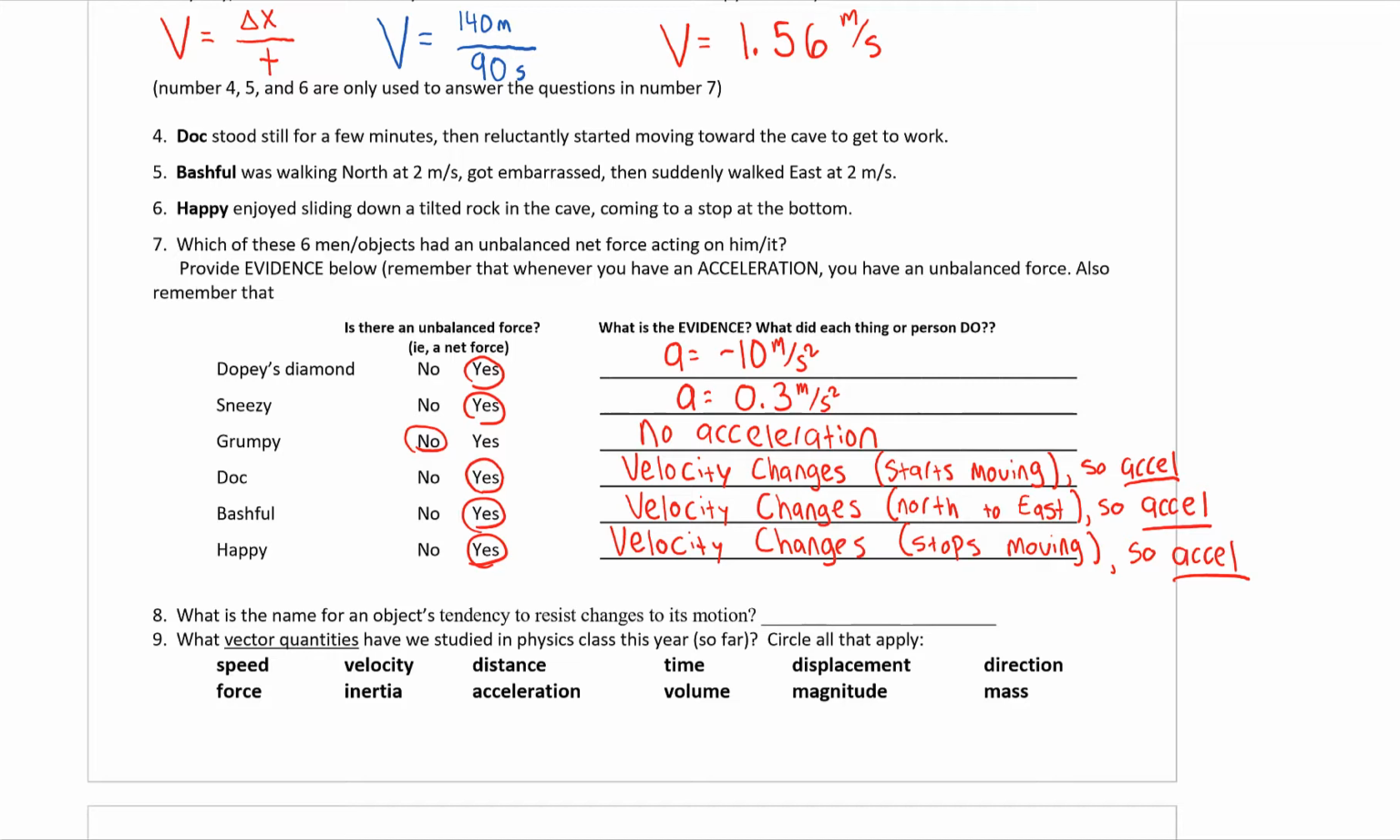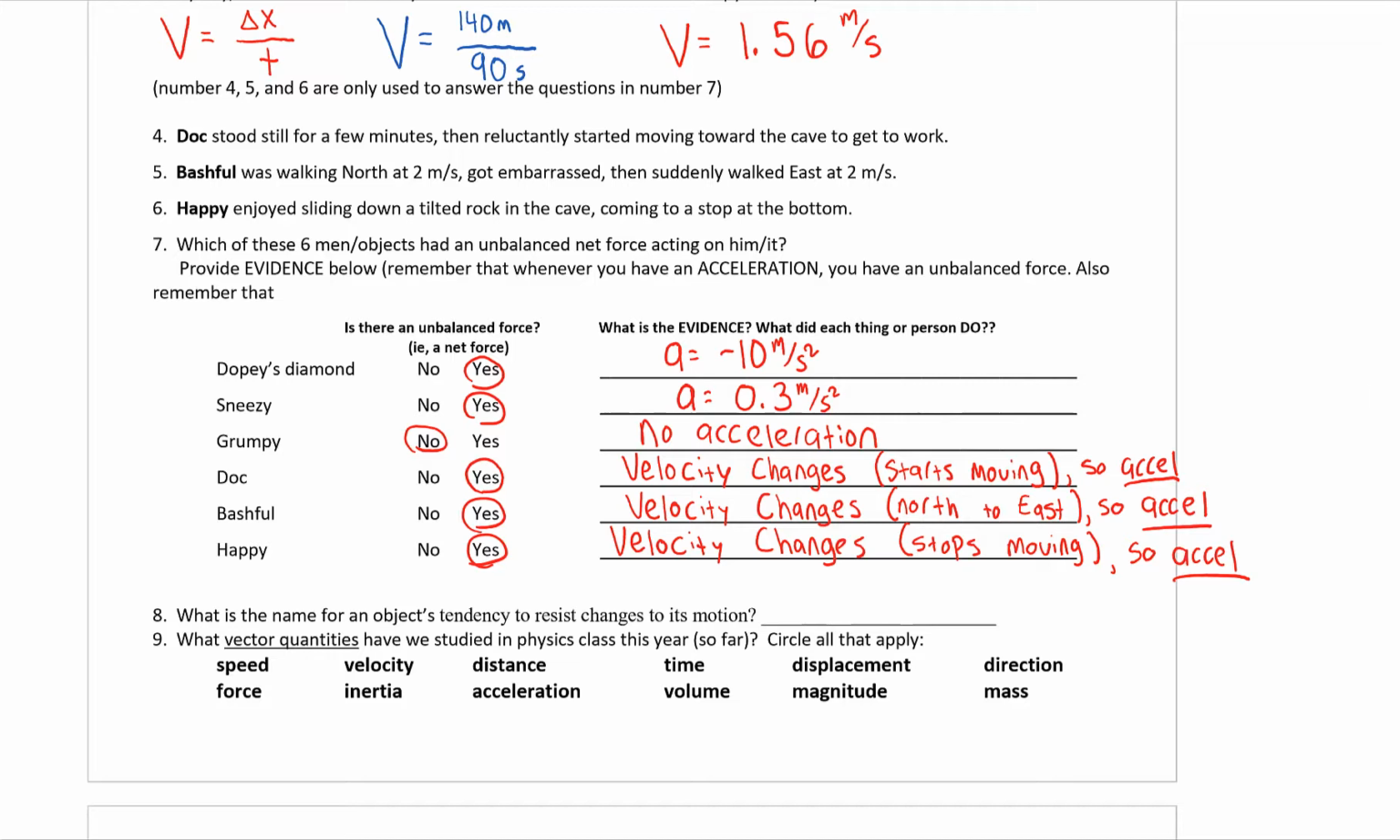Now Grumpy goes in a straight line. It takes him the same amount of distance and the same amount of time every day. You could say he accelerates when he starts, as soon as he goes from stopping to starting his walk, but during the walk he has no acceleration because he's moving at a constant velocity. Doc is accelerating because he starts moving.